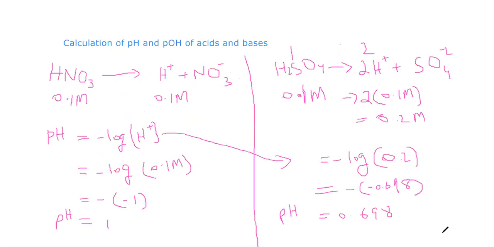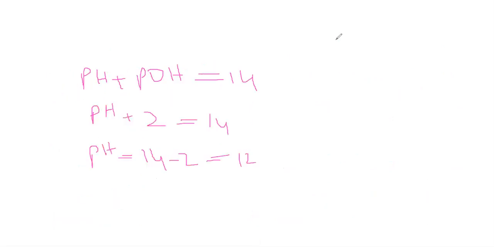So this is all about our today's lecture. In this lecture, you have learned how to calculate the pH of the acid and the pOH of the base. And later on, in the third step, you can also use this formula to calculate the pH if pOH is given, and you can calculate the pOH if pH is given. So this is all about our today's lecture.